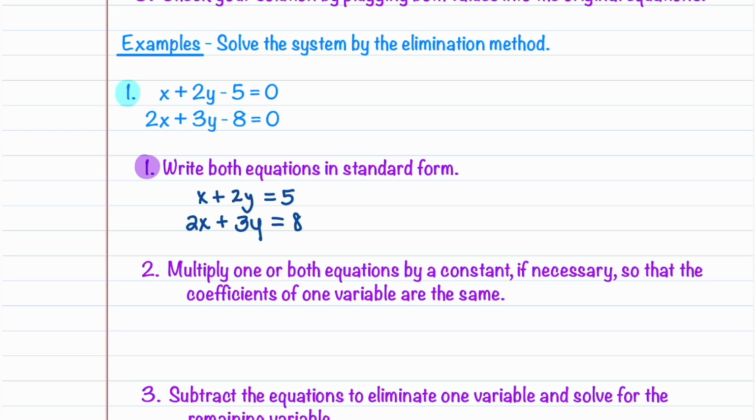I did that on purpose so that you can see how both methods are used to solve the same system of equations. Our second step is to multiply one or both equations by a constant, if necessary, so that the coefficients of one variable are the same. Let's look up here at both of our equations. We have to choose one of the equations to multiply by a constant so that the coefficients of one variable are the same. I think it's going to be easiest if we take our first equation and multiply it by 2. This gives us 2x plus 4y is equal to 10, and then we're just going to copy down the second equation, 2x plus 3y is equal to 8.